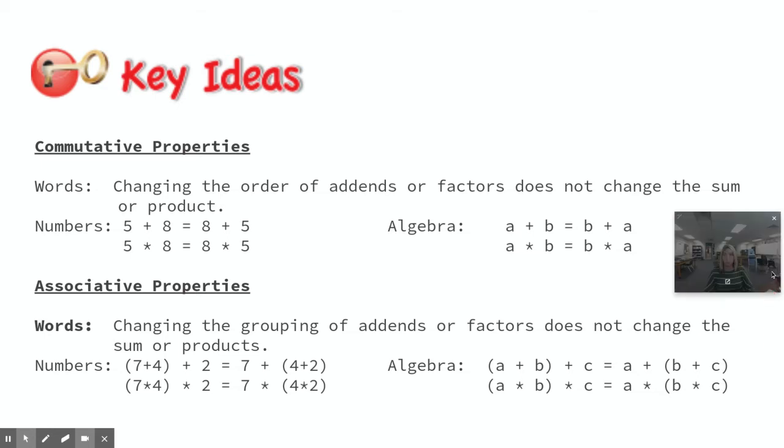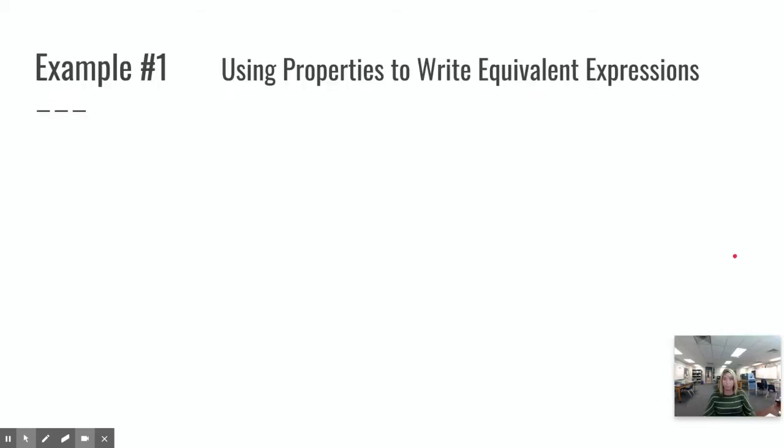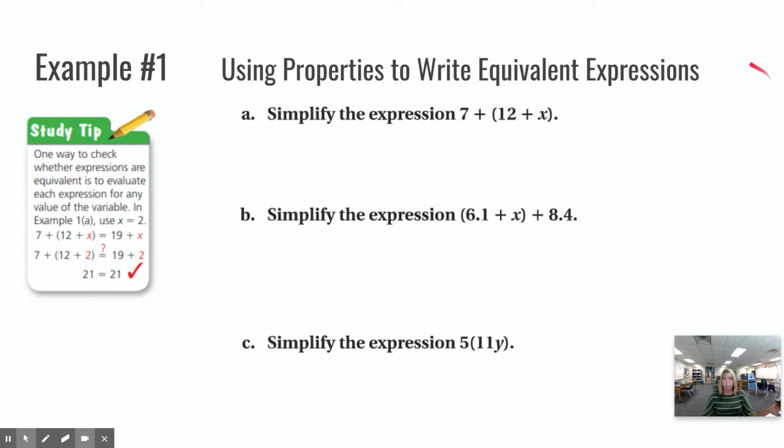Let's try using those properties. Using the properties, write equivalent expressions and simplify the expressions below. In examples A, B, and C, think about which property you would use. In example A, 7 plus parenthesis 12 plus x, would you use the associative property or the commutative property or both?